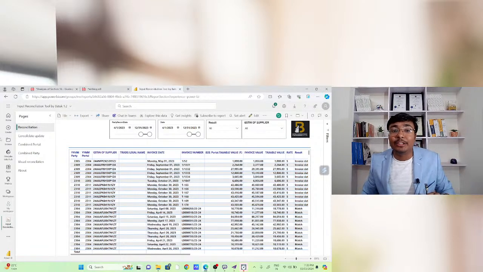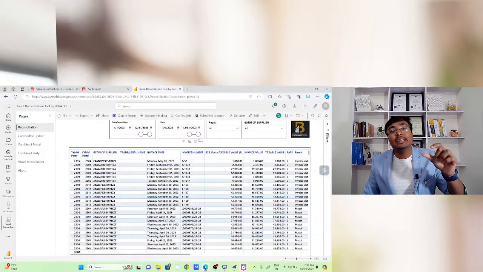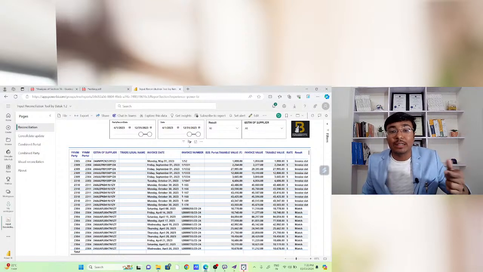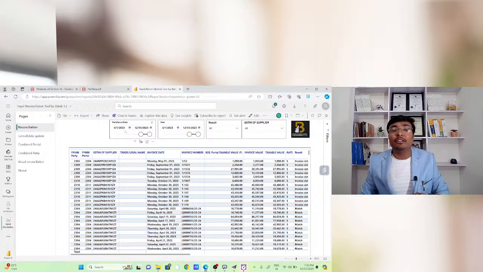And in this specific tool, here is the option to select the period. Suppose you want a reconciliation for a quarter, for 6 months. Suppose here I have put the filter of April 2023 to December 2023 here. This is the key box. Okay, you can select the parameters.